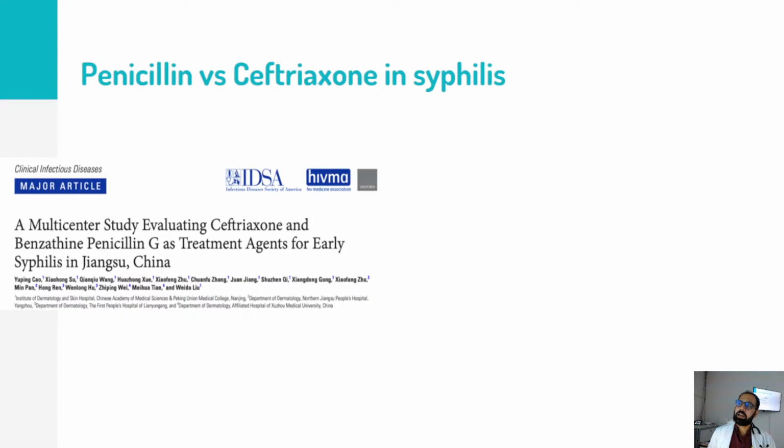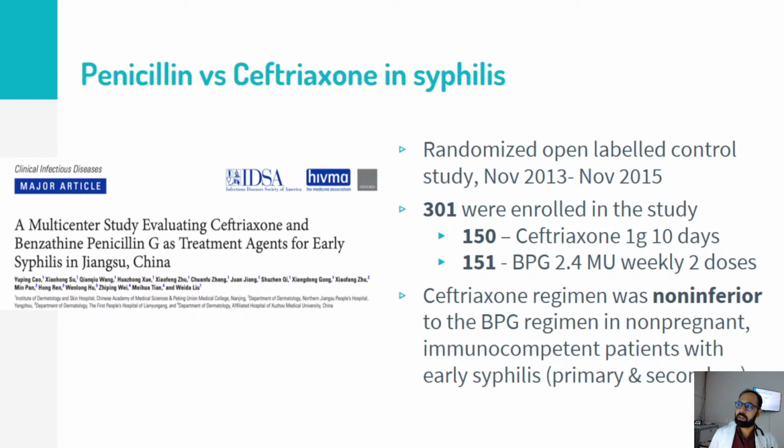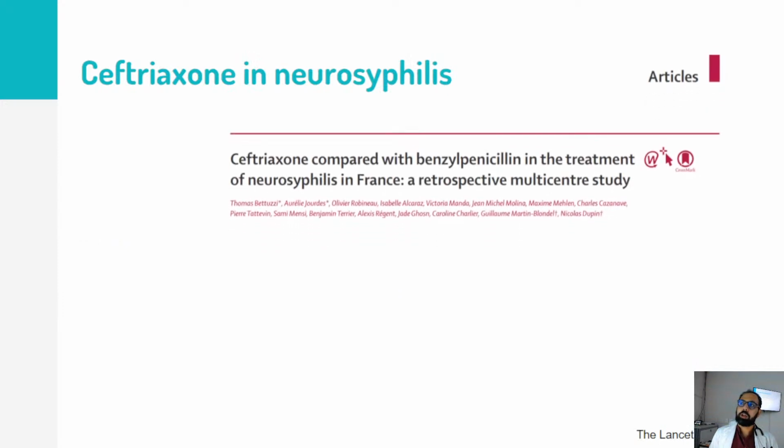This was a study, penicillin versus ceftriaxone in early syphilis. It was a randomized open label controlled study between November 2013 and 2015. This study has shown that the ceftriaxone regimen was non-inferior to the benzyl penicillin G regimen in non-pregnant immunocompetent patients with early syphilis. So, now what about neurosyphilis?